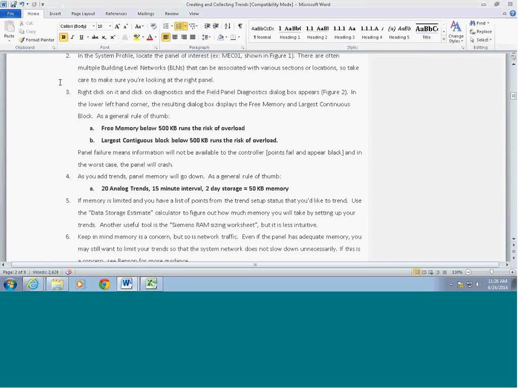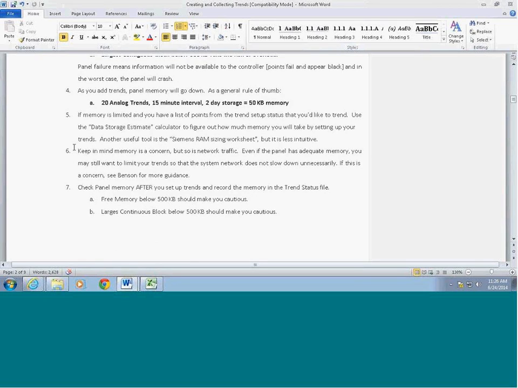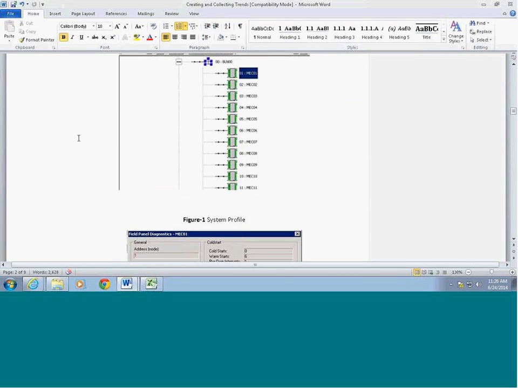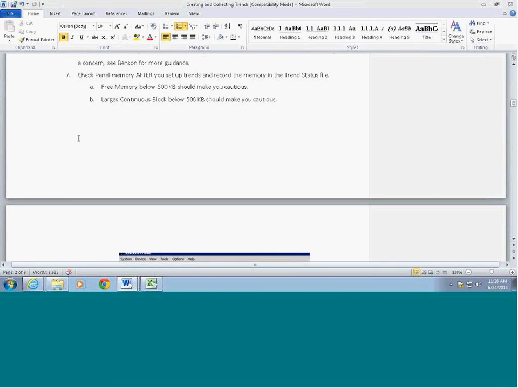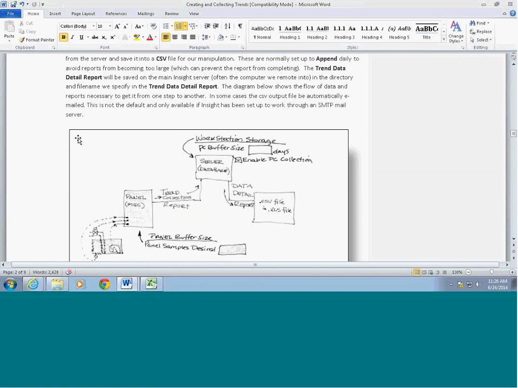Okay, so let's move on to the 3 parts of Siemens Apogee trends. So there's a great graphic on here that Jane drew like 5 or 6 years ago. It's so good. It's my favorite sketch ever.